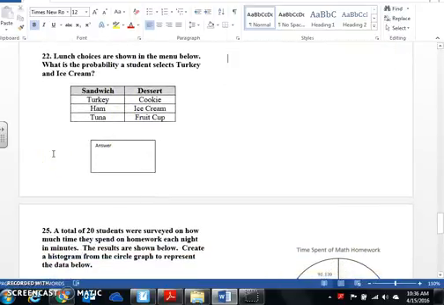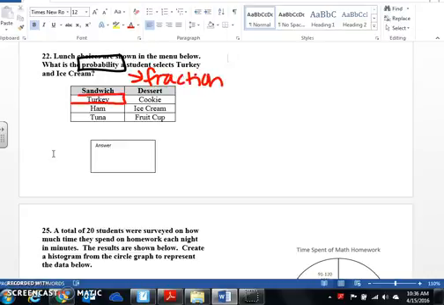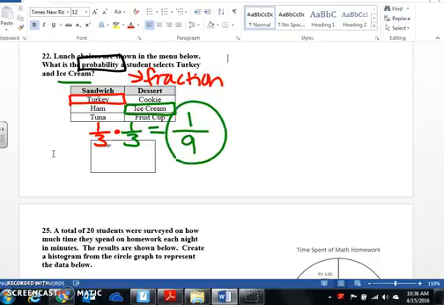Lunch choices are shown in the menu below. What is the probability? So I see the word probability, I immediately think fraction. The student selects a turkey. So turkey, that's 1 out of 3 chances. And an ice cream. Ice cream, that's also 1 out of 3 chances. I multiply across. 1 times 1 is 1. 3 times 3 is 9. So I have a 1/9 chance.